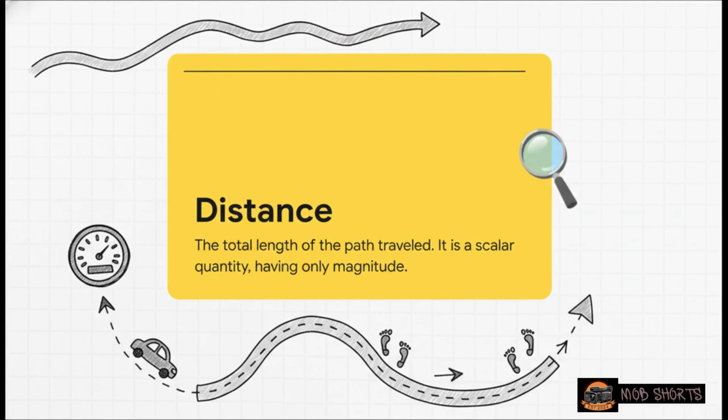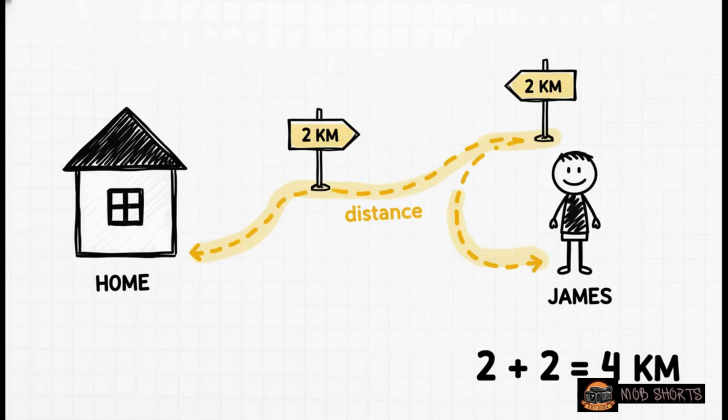It's the total ground you covered. Think about the odometer in your car. It just keeps adding up the miles, no matter which direction you're pointed. It only cares about the amount, the magnitude, not the direction. That's why physicists call it a scalar quantity. Simple.